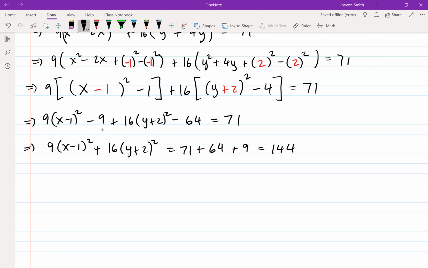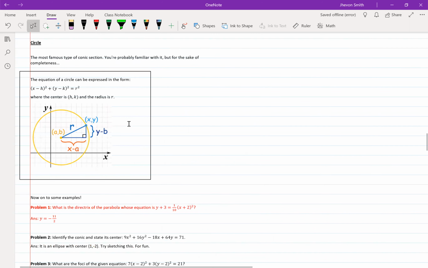Now, this would almost be a circle, except the fact that the 16 and the 9 are not the same numbers, so the radius isn't going to be the same. There's a stretch that's more bent towards one variable than the other. Once you realize it's not a circle, you want to make sure it looks like one of these equations that you'd have memorized.